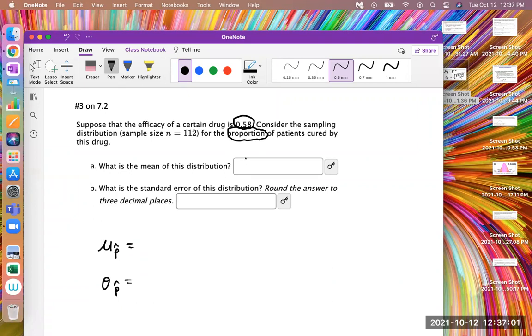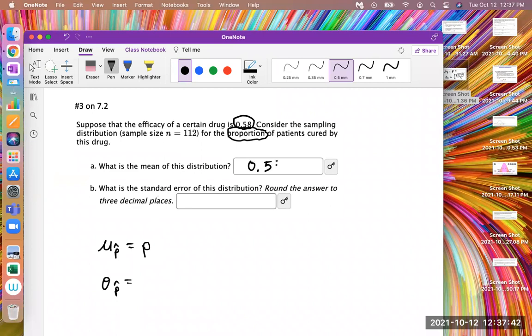Well, the mean of the sampling distribution of the sample proportion is equal to the population proportion. This is kind of intuitive. If we took a lot of samples of size 112, what would most of the samples come back saying? If this certain drug is effective 58% of the time, that should be what most samples are telling you, because that is actually what the population is. So this is going to be equal to 0.58.